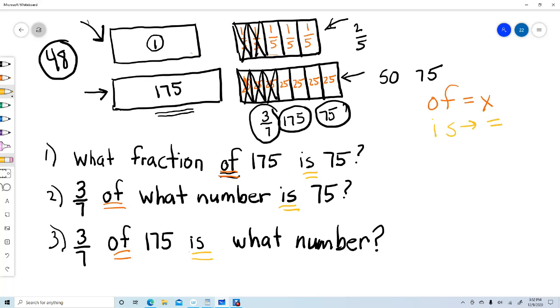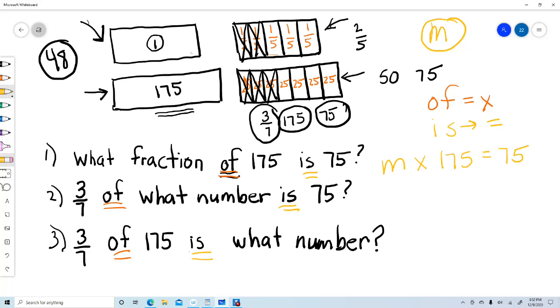So let's look at number 1. What fraction of 175 is 75? Let's set that up. Let's call the missing number in each problem m. I'm going to be looking for m. That's my variable. So looking at number 1, what fraction, we know that "of" is times, "of 175 is," we know that's equals 75. I'm looking for the fraction, I call it m. That's how I set up problem number 1.